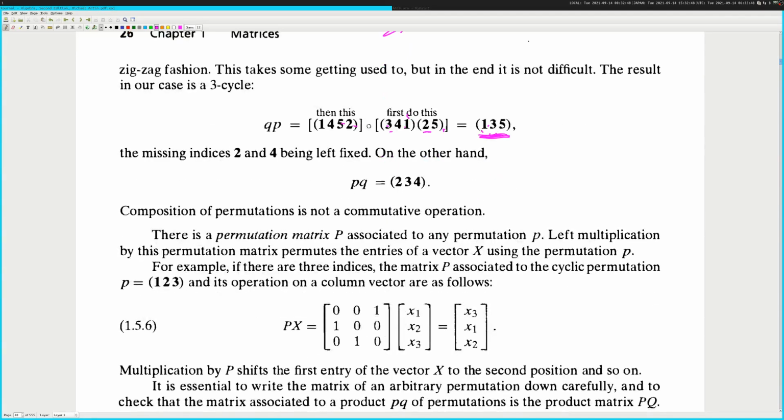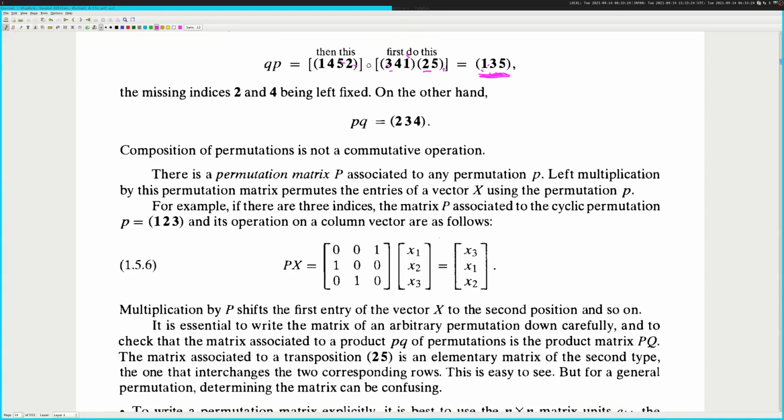Oh, permutation matrices, wonderful. There's a permutation matrix P associated to any permutation P. Left multiplication by this permutation matrix permutes the entries of a vector X using the permutation P. For example, if there are 3 indices, the matrix P associated to the cyclic permutation P equals (1 2 3), and its operation on a column vector is as follows. Px equals the matrix with rows 001, 100, 010 times x1, x2, x3, which gives us x3, x1, x2. Multiplication by P shifts the first entry of the vector x to the second position, and so on.